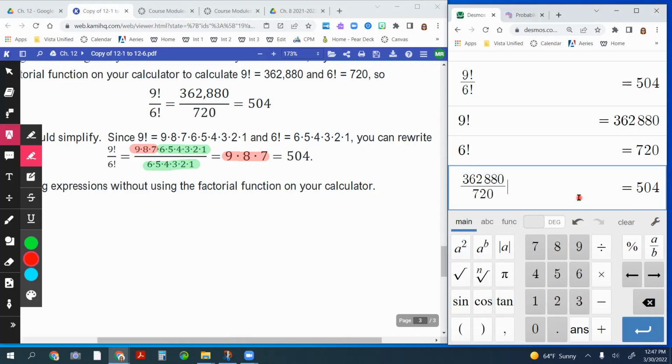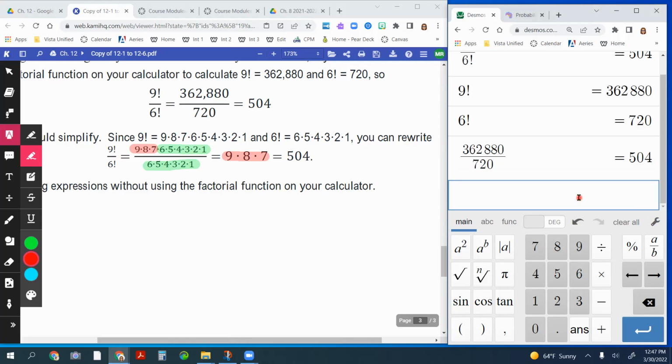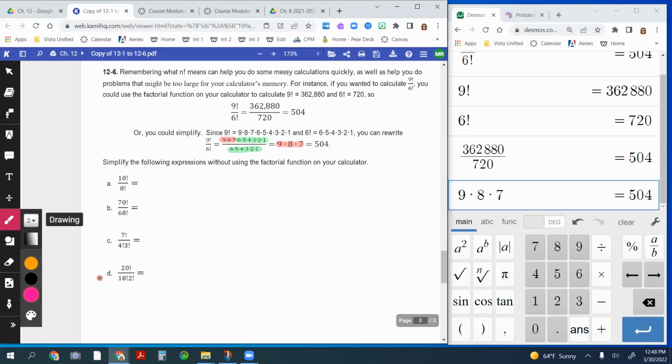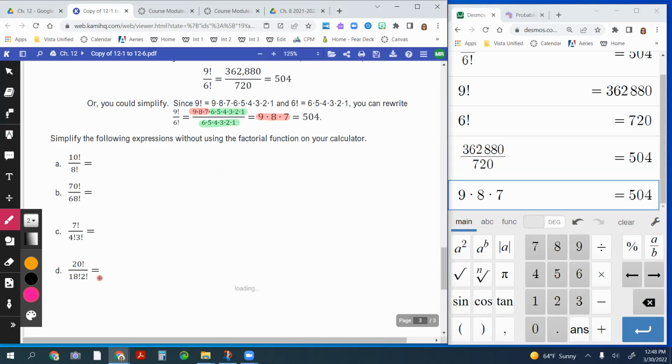So let's just show that if I was to do 9 times 8 times 7, I get that 504. Okay. So what they want us to do on this is simplify the following without using the factorial function on your calculator.